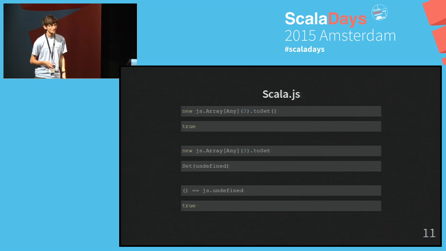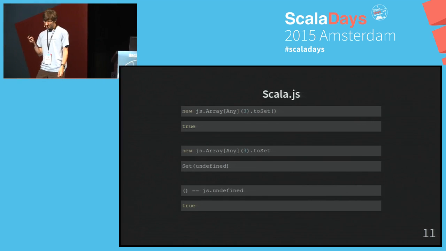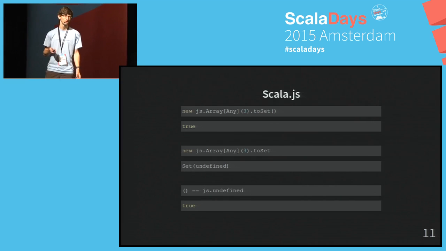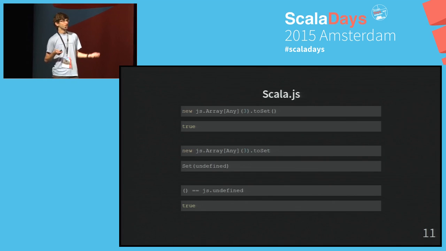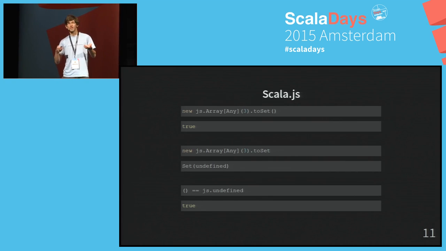Well, yes, it is. So this is one piece of the semantics of Scala.js that can be confusing at first, but that actually is immensely important for interoperability with JavaScript, which is that the value unit is actually the same thing as the value undefined on JavaScript. Because if you think about it, when you write a JavaScript function that doesn't return anything, it will return undefined. So it just makes sense.